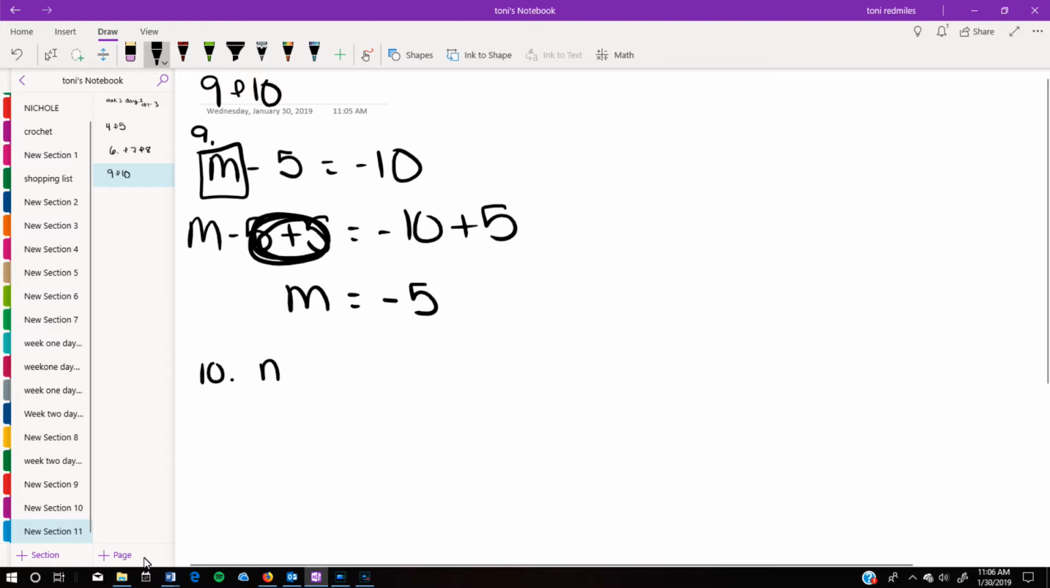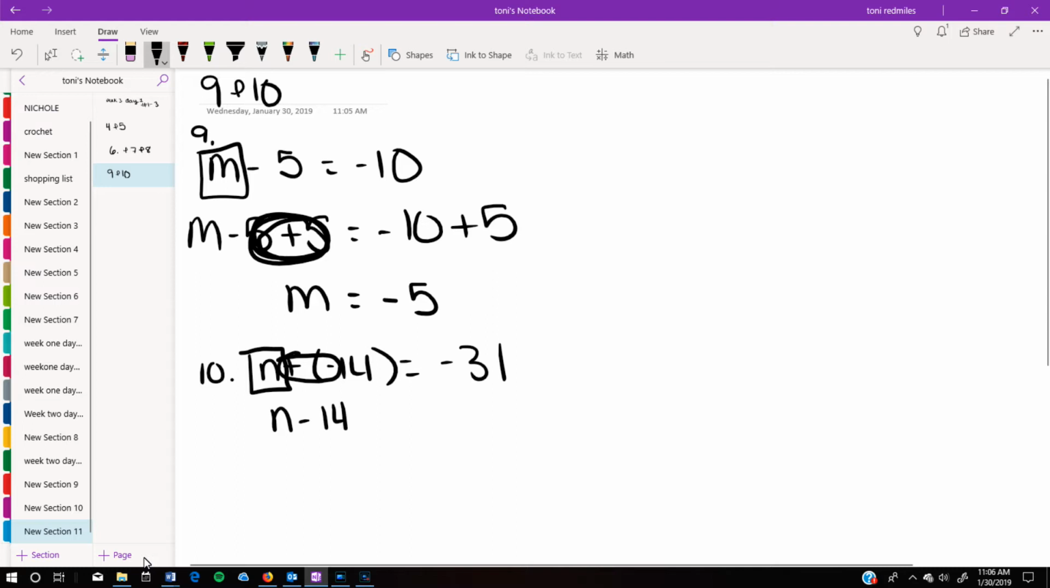Alright, so n plus negative 14 equals negative 31. This one's a little trickier. We got to ask ourselves, what is n doing? But we also want a 0, okay? And I have two signs here. So the first thing I want to do is clean up my signs.